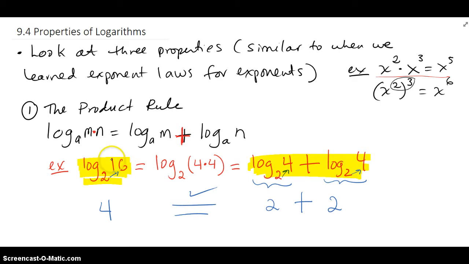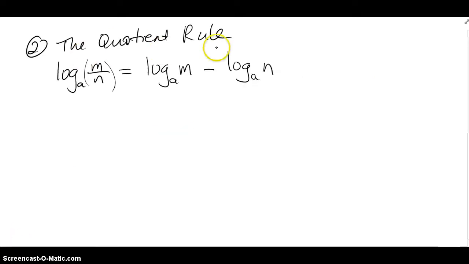So if I have an argument that I can write as a product, the idea is that you can split it open into a sum. And these properties will be useful when we solve equations. So the main thing is a product changes into a sum. The second rule is the quotient rule, and it says if I have log base a of m divided by n, I can split that open into log base a of m minus log base a of n.